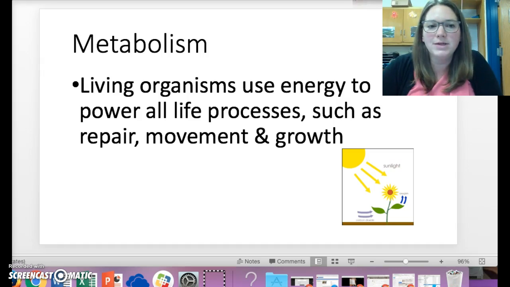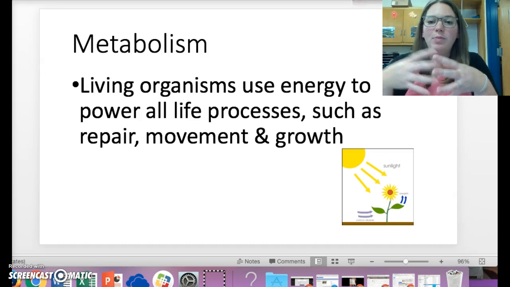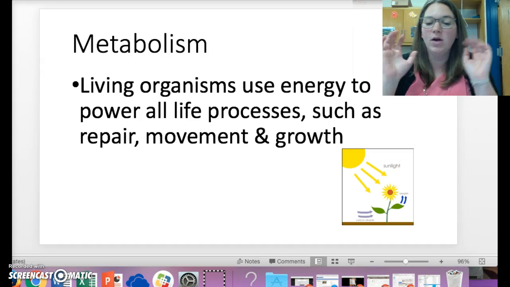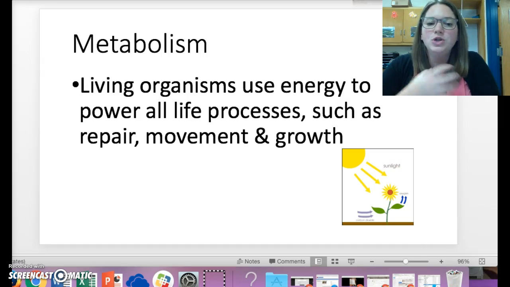Now, we've heard the word metabolism before. A lot of times people would say, oh, I have a fast or a slow metabolism. What metabolism actually is, is all of the processes that go on in your body combined, okay? And living organisms all have to have the ability to take in energy, to use energy, and to do something with it that helps them live.